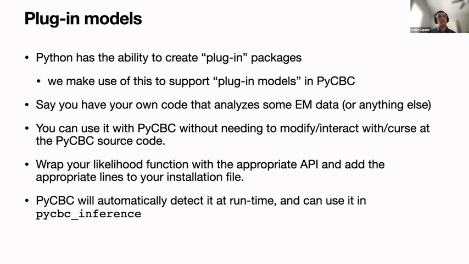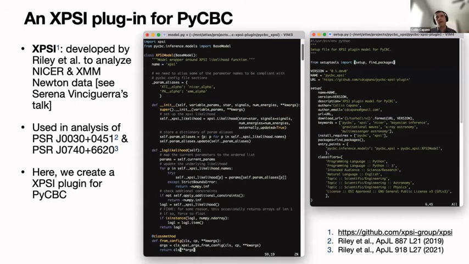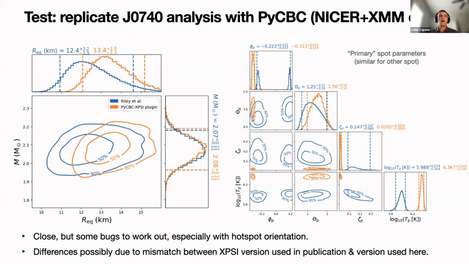And so what we're doing here is doing that with XPSI, which is the software suite that was written to analyze the NICER data and has been used in the Riley et al. papers. And so even though this is completely separate from PyCBC, by writing this little plugin that stitches XPSI to PyCBC, we're able to use the XPSI likelihood in PyCBC and thus do a NICER analysis with PyCBC, even though PyCBC is a gravitational wave data package. And so we're currently working on doing this.